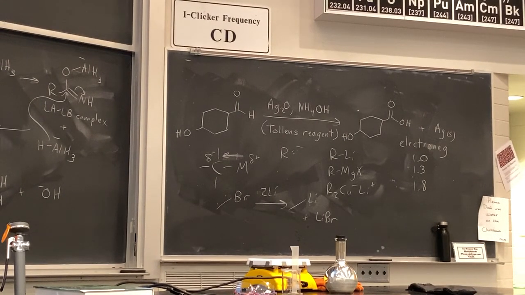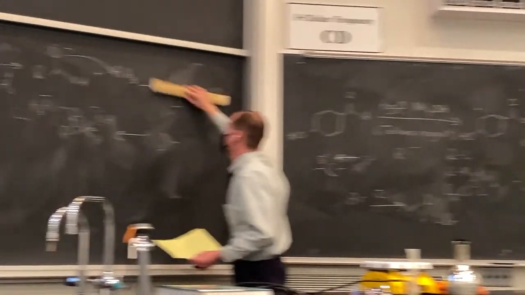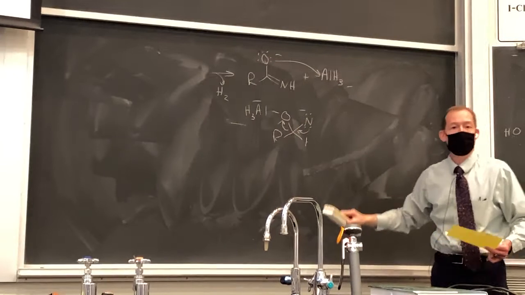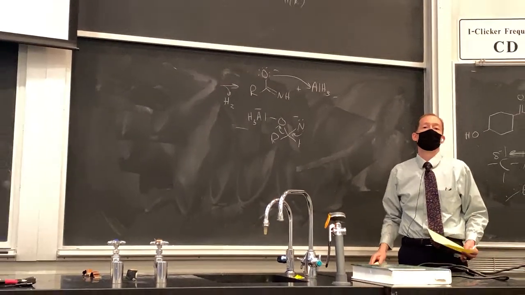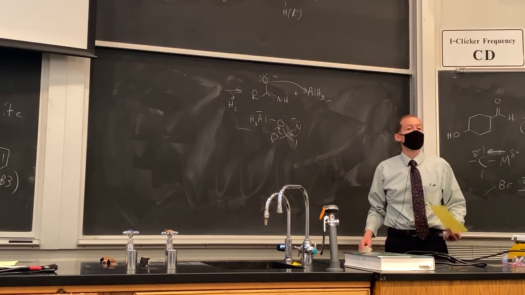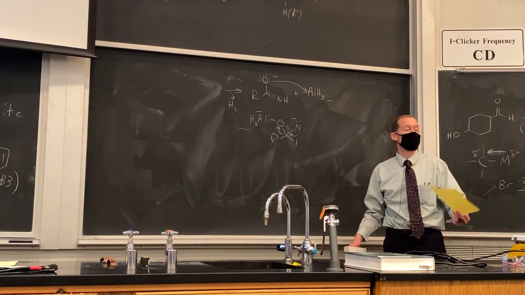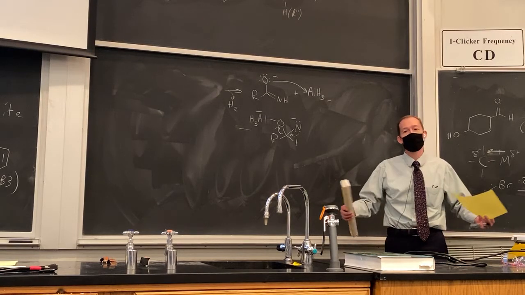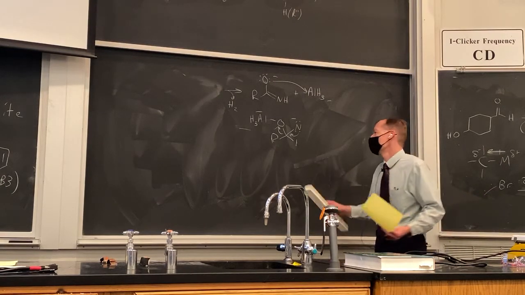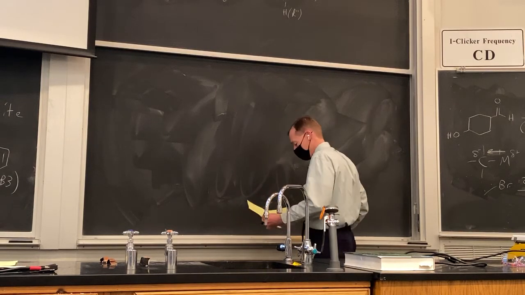Another thing I'll mention to you is that our organometallic species do not have to be just alkyl groups. We can have aryl organometallics. We can have vinyl organometallics. We can have alkynyl organometallics. We can have organometallics of any type. Okay, so it doesn't just have to be an alkyl halide.